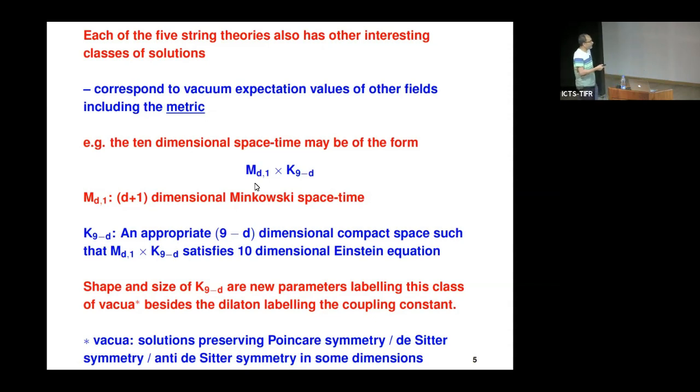And once you have solutions of this kind, then the shape and size of this 9 minus d-dimensional space become new parameters that label the class of vacua, besides the dilaton that labels the coupling constant. And in this talk, the word vacua will be used in a general sense. So we'll call a given solution a vacuum if it preserves either Poincare symmetry, or de Sitter symmetry, the symmetry of a maximally symmetric spacetime with positive cosmological constant, or anti-de Sitter symmetry, a theory with negative cosmological constant, in some dimensions. So for example, this one preserves Poincare invariance in d plus 1 dimensions.